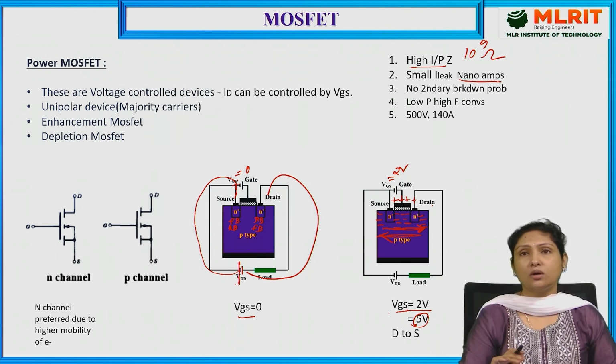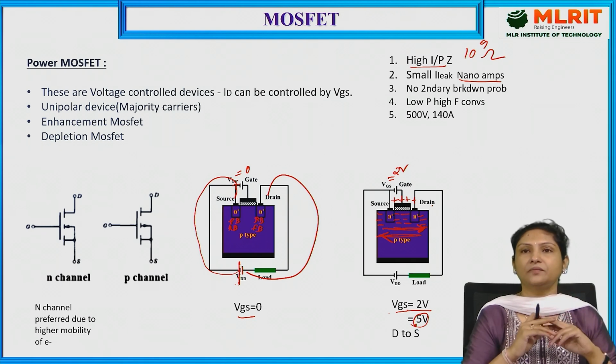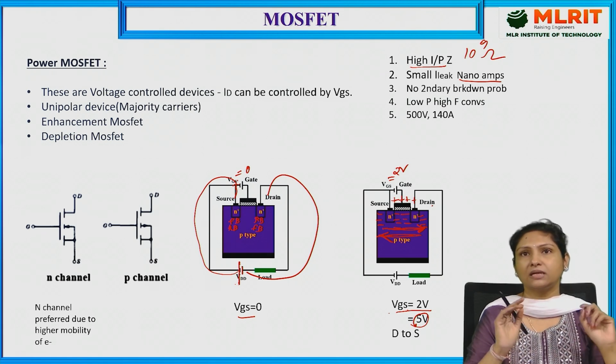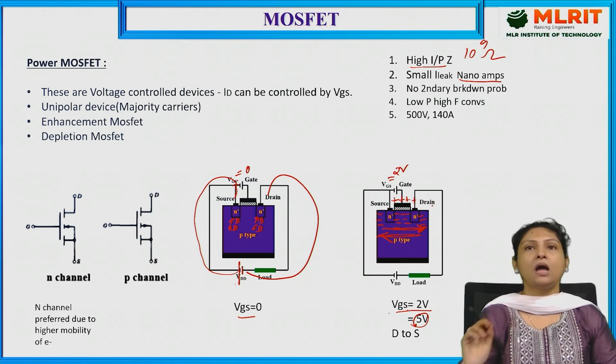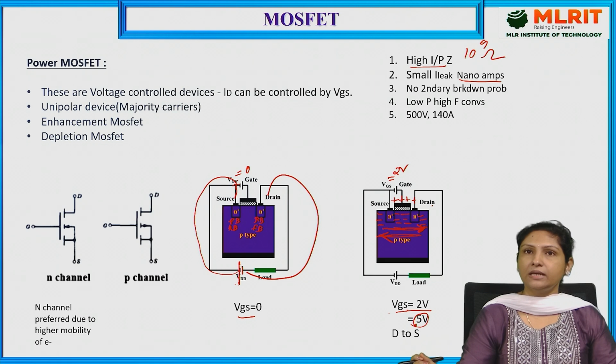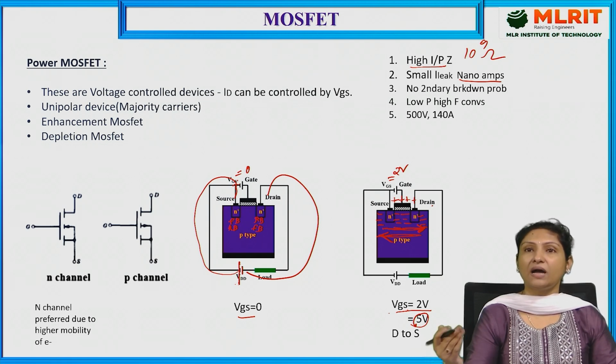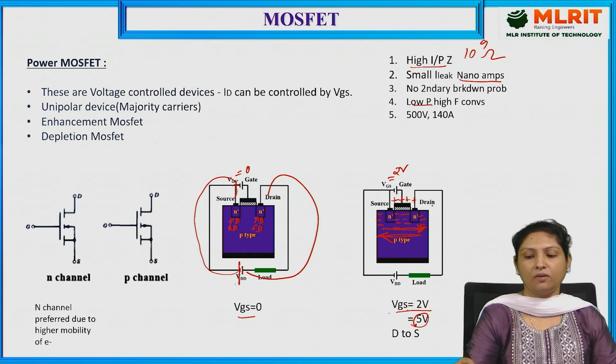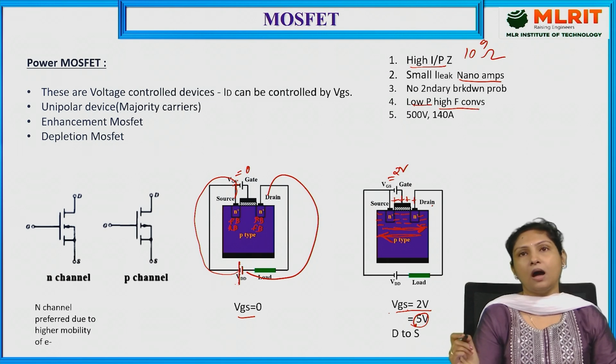And it has got no secondary breakdown problem, which was observed in the BJT. Here in MOSFET there is no such secondary breakdown problem at all. And this can be operated in low power and high frequency applications.